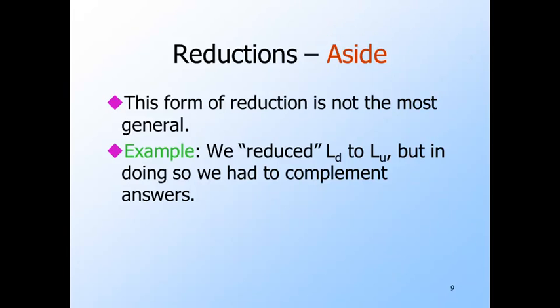Moreover, after doing a transduction where we turned input W into W111W, we had to complement the answer that we got from the hypothetical algorithm for L sub U. That is, we turned a yes answer into no, and vice versa. In the simple version of reduction, we are not allowed to modify answers in this way. We have to take whatever answer we get.